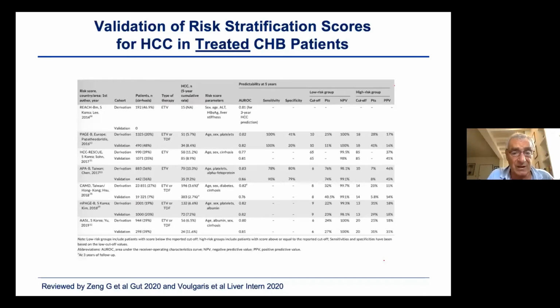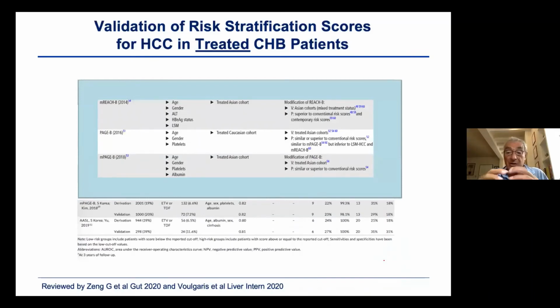There are at least 7 studies in which tests were validated in independent cohorts, and again, you see here, excellent negative predictive value for this score. Whereas when studies were done comparing different risk score models in the same population, the general information is that the modified RICH-B, which is here, will perform very well compared to the conventional risk scores in the Asian cohorts of treated population, whereas PAGE-B performed very well and was also superior to certain conventional risk scores in the Caucasian population, and the modified PAGE-B was excellent also in the Asian cohorts.